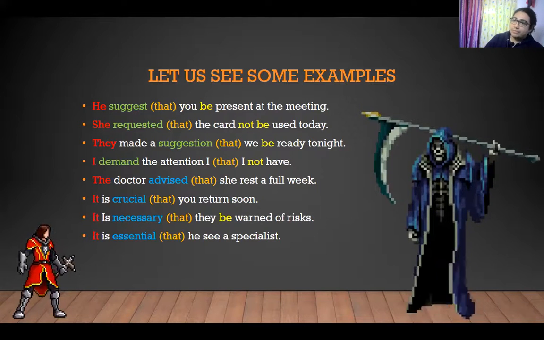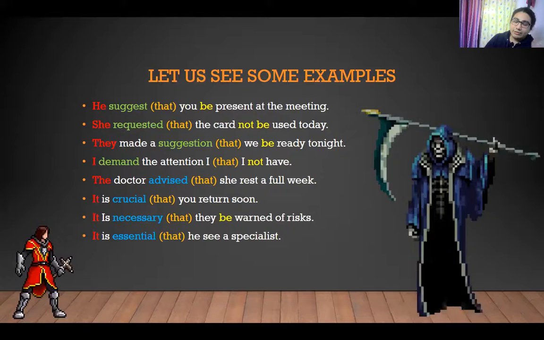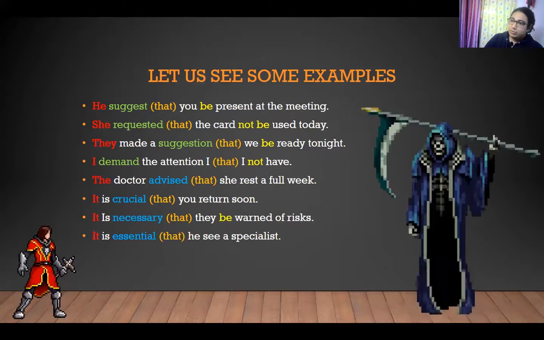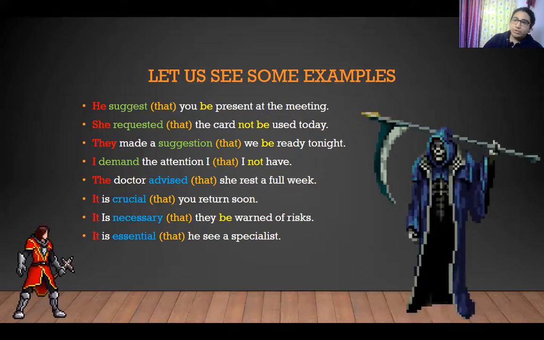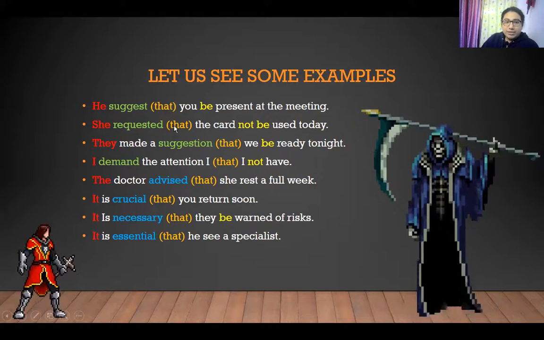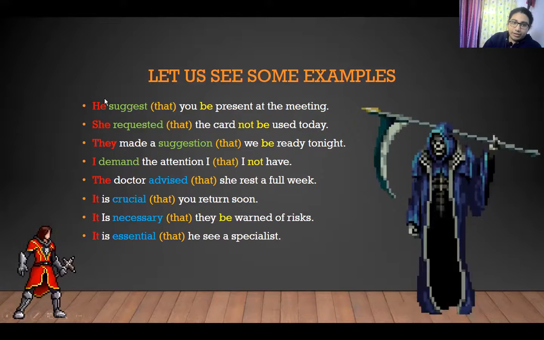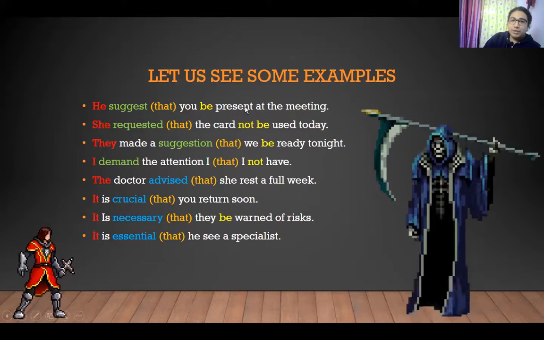We have the persons in red, the verbs in green, and the expressions in blue. We have it this way because you can use the word that or just avoid it. The structure will be the same, and whether we use that or not is up to you. The first one says, he suggests that you be present at the meeting. Or, avoiding that, he suggests you be present at the meeting. Be is going to be just like that.